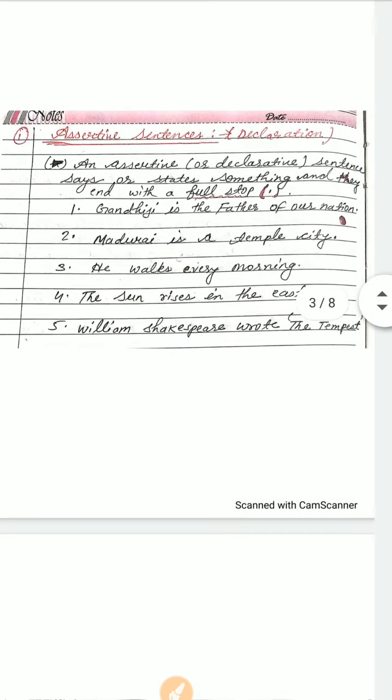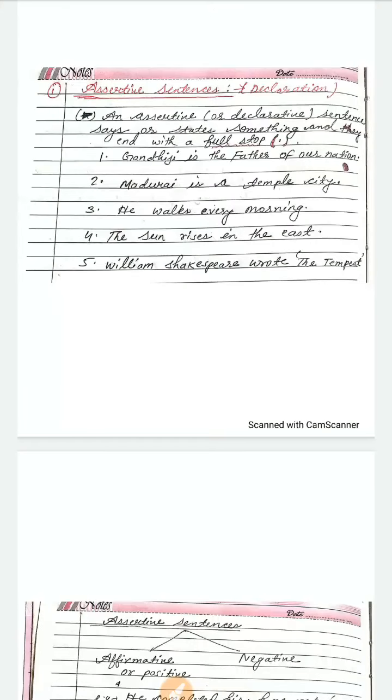Now, one by one, we will discuss the four types of sentences. The first kind of sentence is the assertive sentence. Assertive sentences are also known as declaration or declarative sentences. An assertive sentence states something about a particular person, place, or thing, and it ends with a full stop. Here we'll see some examples.